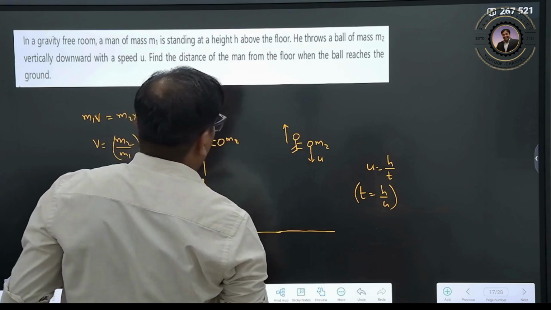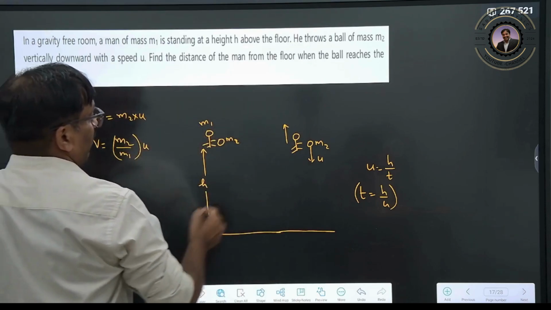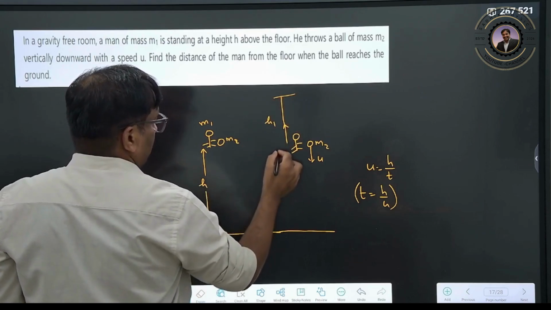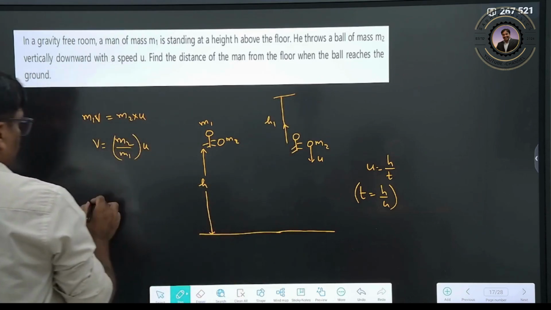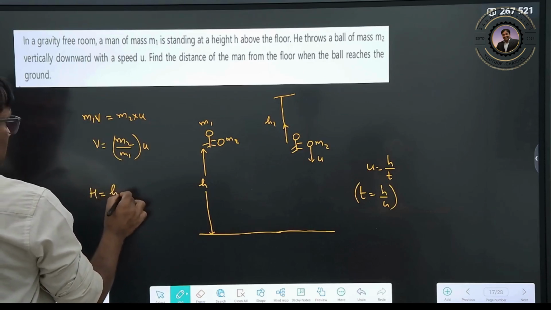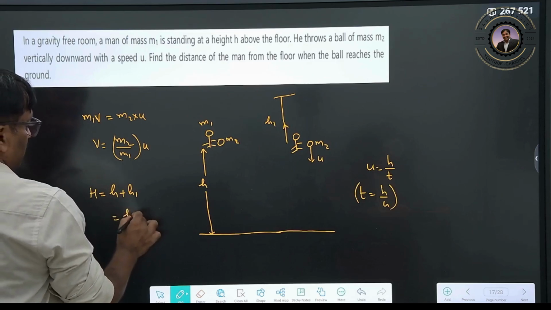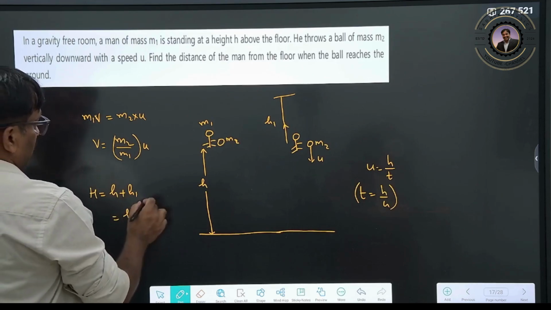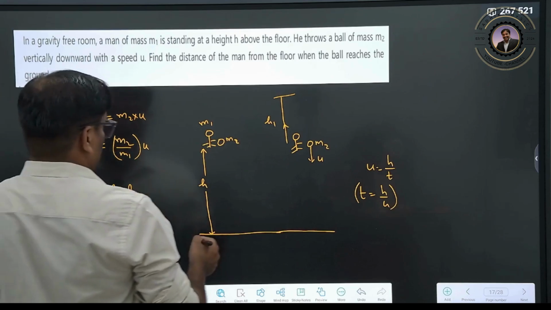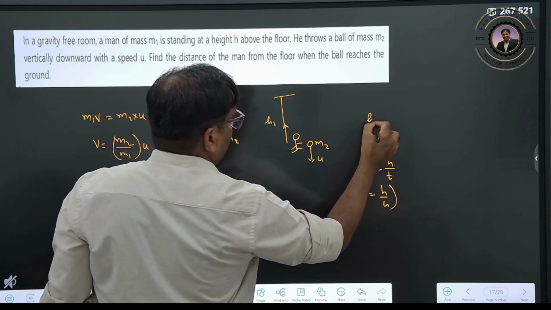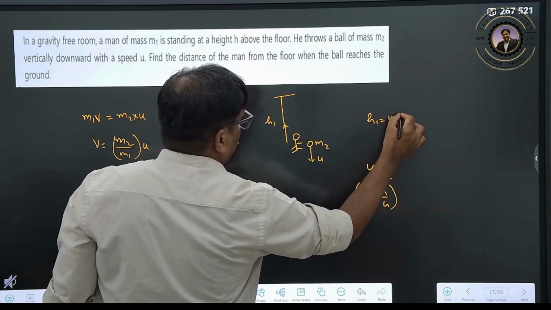So how much time, how much distance will he travel? Suppose he travels some distance h1 till here. Clear? Now we have to calculate the total height. It is nothing but h plus h1. So the height you can write down as h plus h1. h1 is nothing but the distance traveled, and distance is nothing but speed into time. So h1 is equal to speed into time.